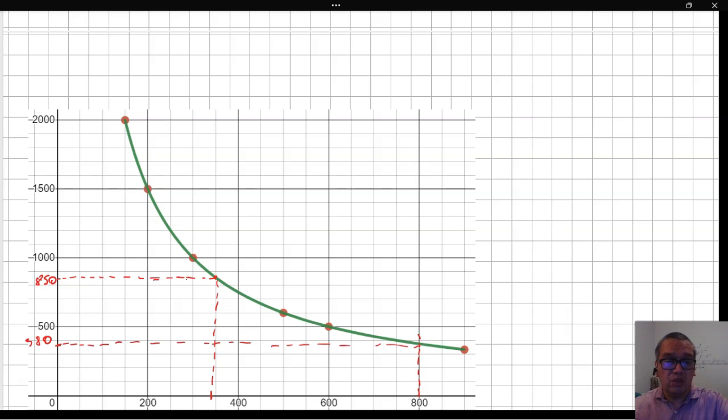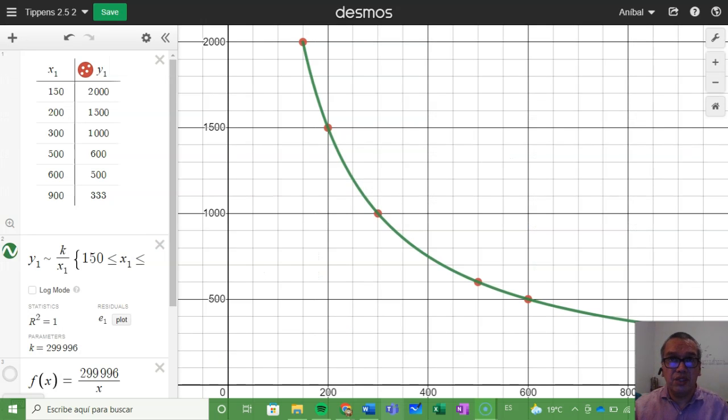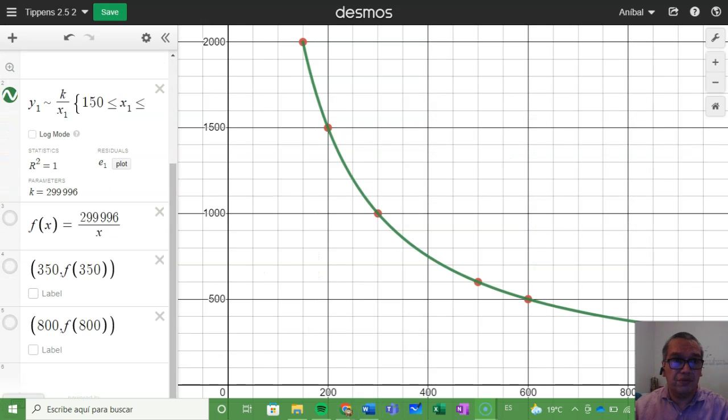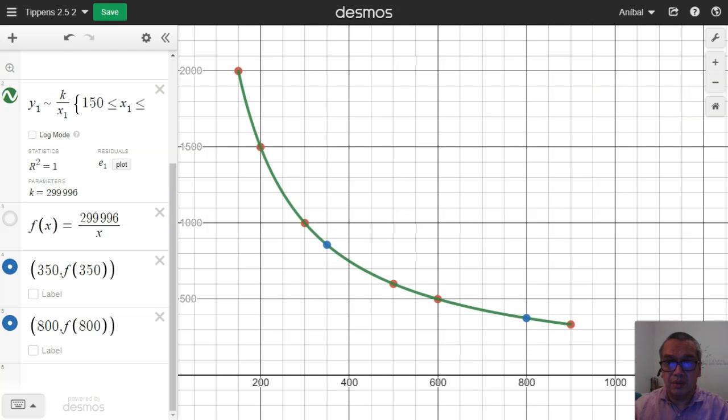Of course, we can also use the graph in Desmos. And you can see that at 350 kilohertz, you can get 857 meters, and at 800 kilohertz, it is about 375 meters.